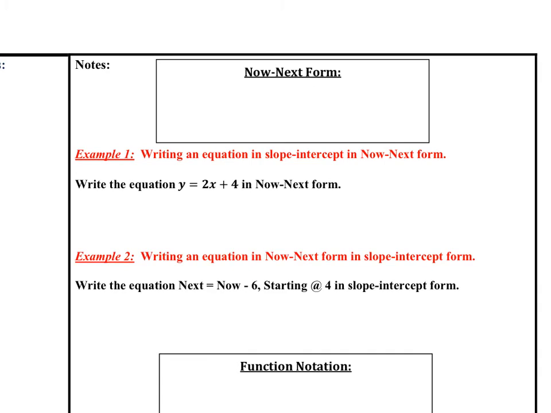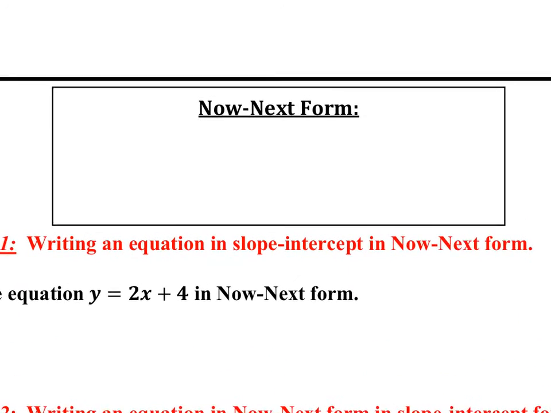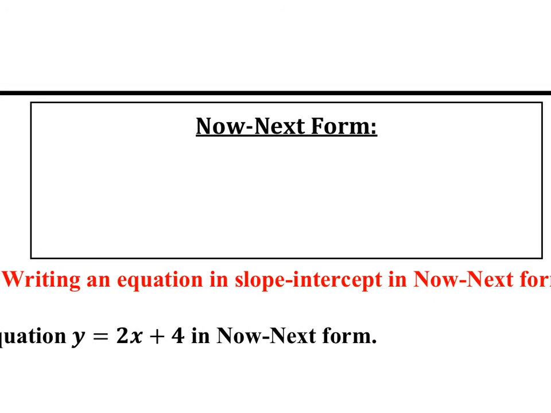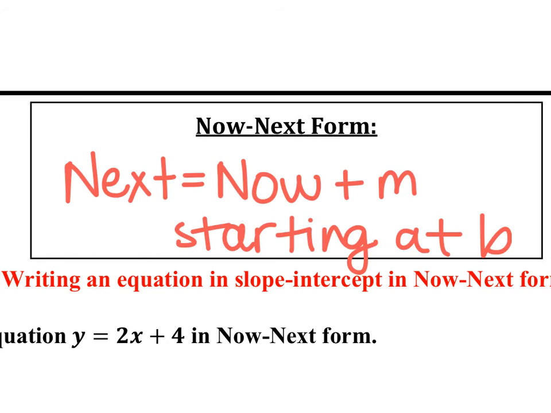Now we're going to talk about another version of slope-intercept form. The only reason we honestly talk about this is because it's on the EOC and it comes up a lot. So it's called next-now form. Here is the general rule that it follows.